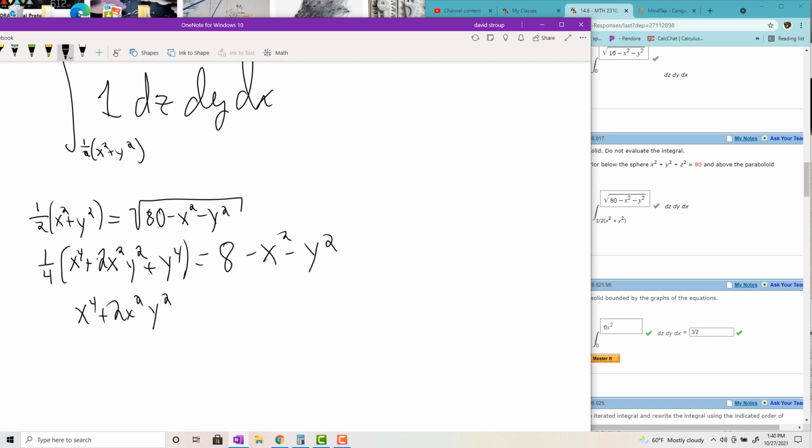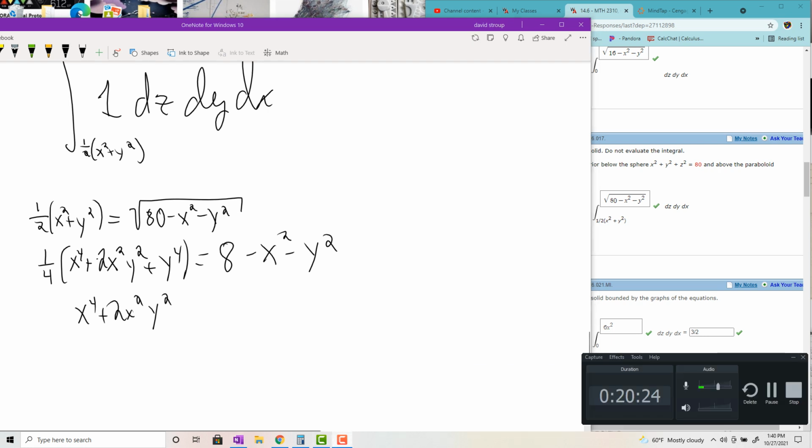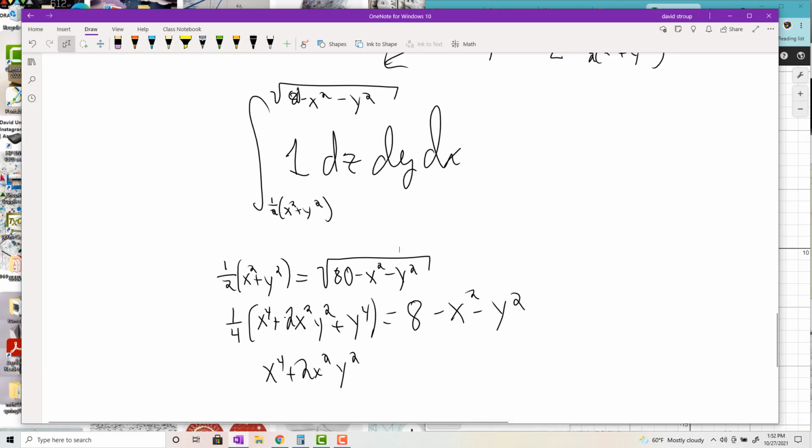Seems like something's off. Let me pause and make sure. All right, so first off, there's supposed to be a 0 there. Let me fiddle around with this a little bit. This may look weird, but it'll get the job done.